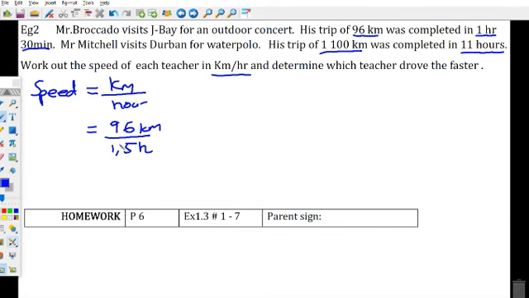Because it's 1 hour and 30 minutes. 30 minutes is how much of an hour? So let's have a look at it like this. There's 1 hour and 30 minutes. So 1 and 30 over 60 is just 1 over 2, which is a half, which is 0.5. So we're going to say 96 divided by 1.5. We're going to have a speed there of 64 kilometers per hour. So this is Mr. Picardo.